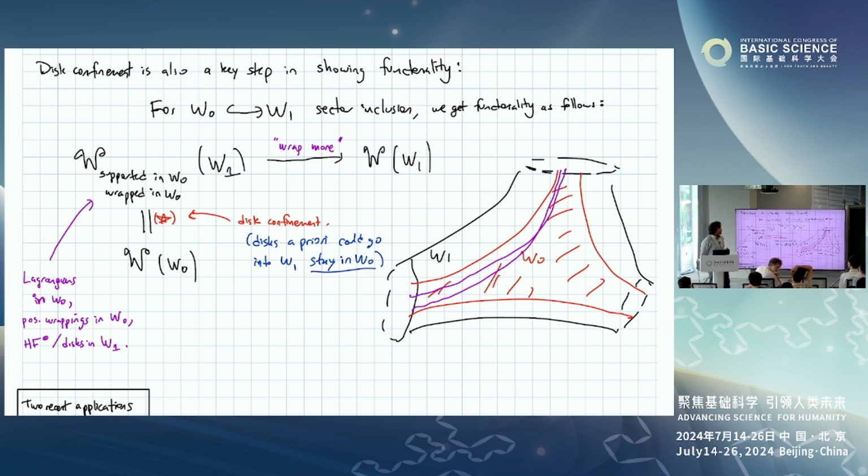Near the boundary, we want the boundary to be of the form Y cross R. But there's a little bit more technical condition we impose at infinity. So maybe I'll omit it right now, but I'm happy to talk about it after the talk.